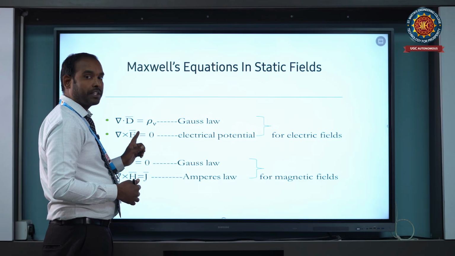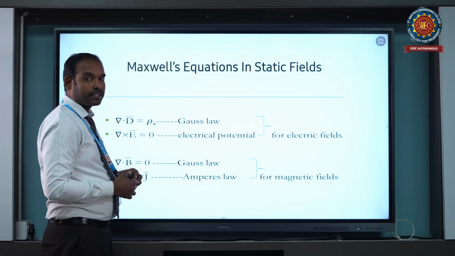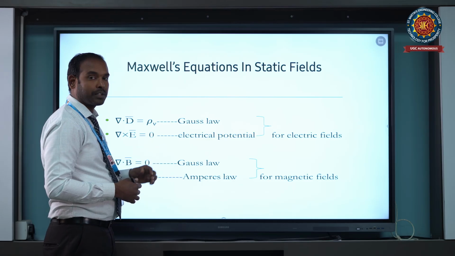One is divergence of D vector is equal to rho v. Another one is curl of electric field intensity is zero. That is the conservative nature of the electrostatic field.